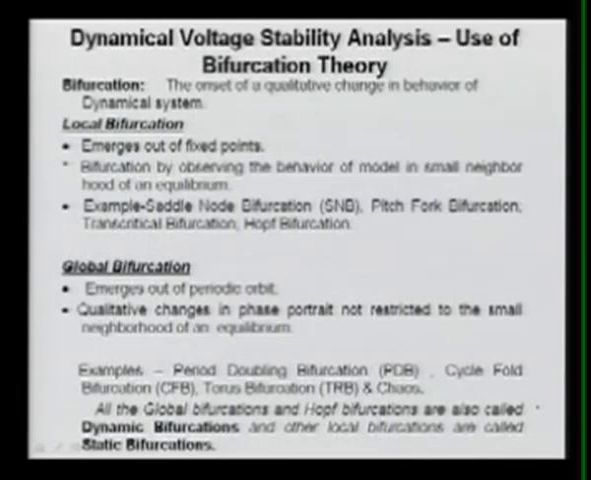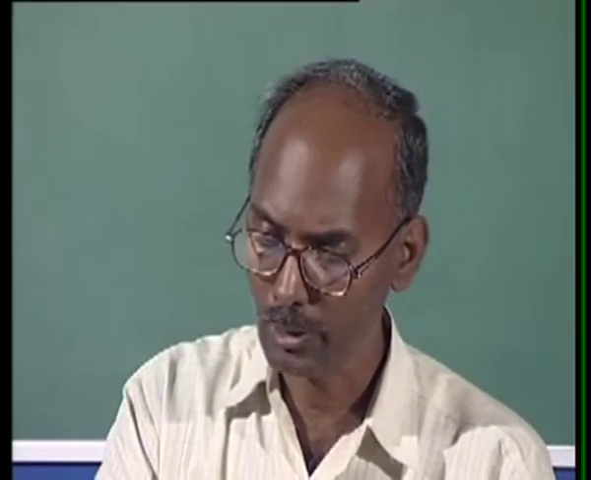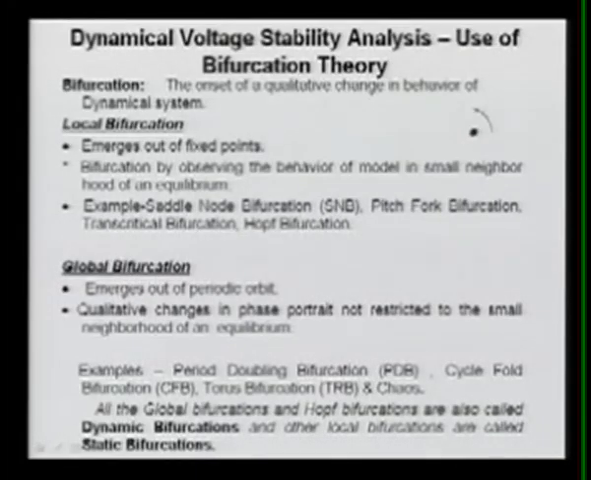We can classify the bifurcation into two categories. One is local bifurcation and another is global bifurcation. Local bifurcation basically emerges out of fixed points. Fixed points are nothing but your initial equilibrium points. We observe the behavior of the model in a small neighborhood of an equilibrium. Means if your equilibrium point is this, then we normally go for the small neighborhood of this one and we analyze it.